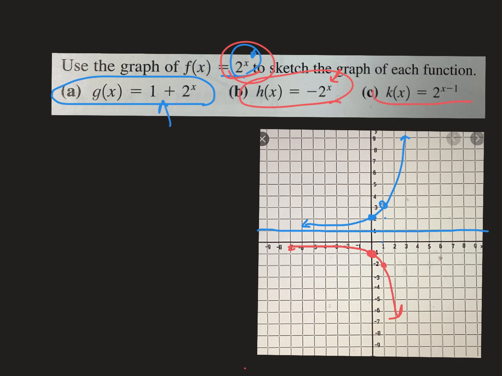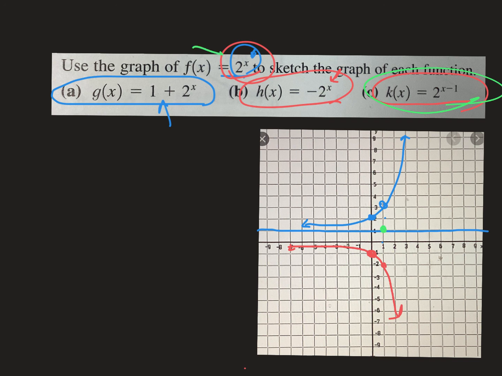And the last one, right here. Let me change colors again. Let's go green. It's got a -1 in the exponent, which means it's going to shift it right 1. So I'm going to take all my original points, which I didn't draw. I should have drawn the original graph. Usually it goes through 0, 1. Now it's going to go through 1, 1 because it's been shifted 1 to the right.